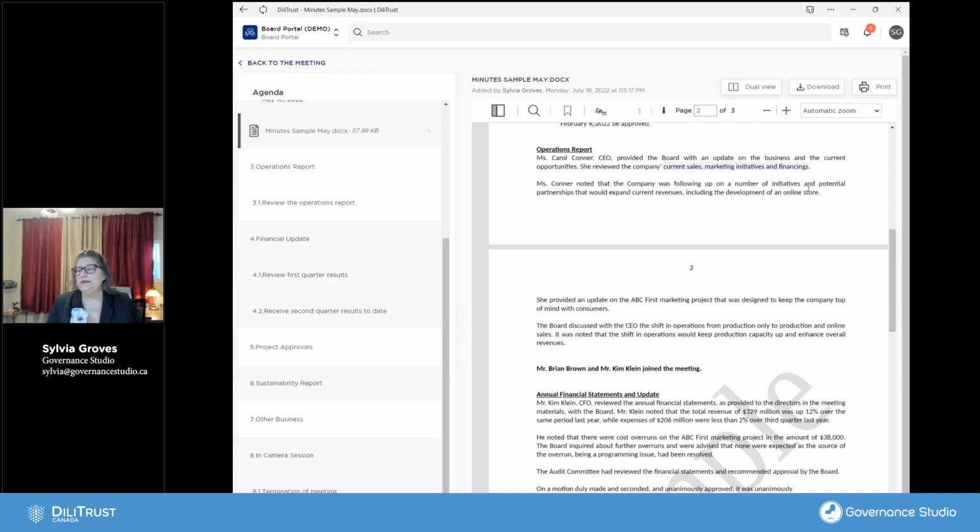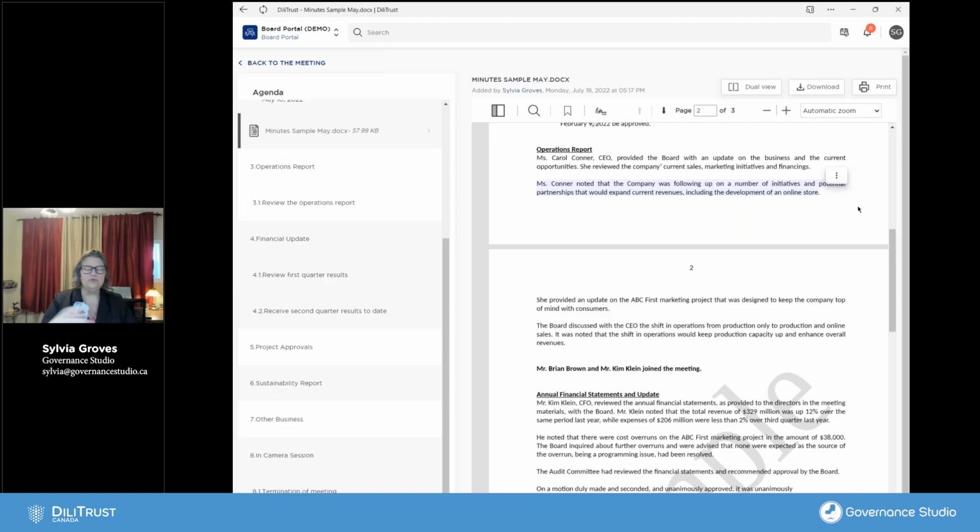Ms. Connor noted the company was following up on a number of initiatives and potential partnerships that would expand current revenues, including the development of an online store. So this kind of stuff falls into the category of things that are important to the organization's success.